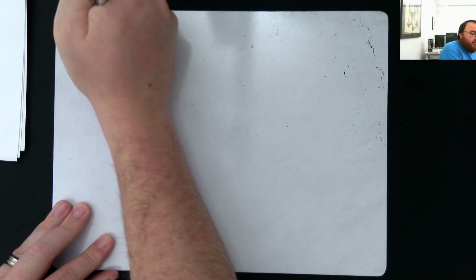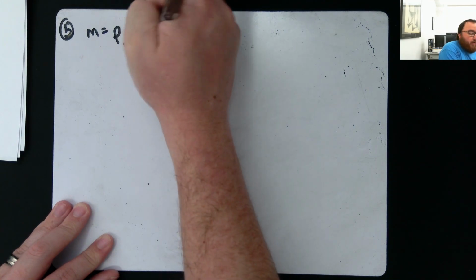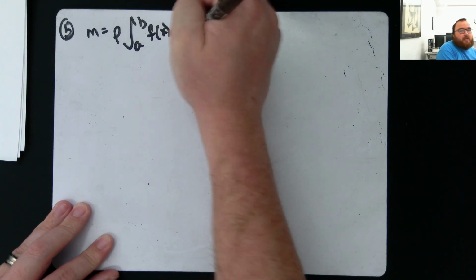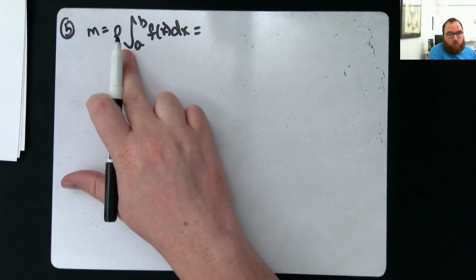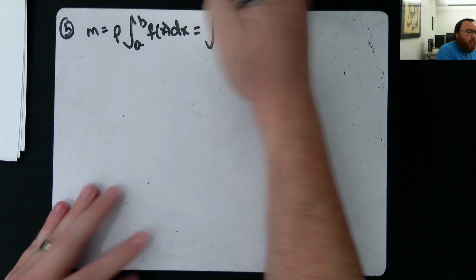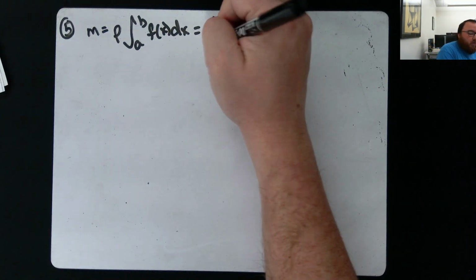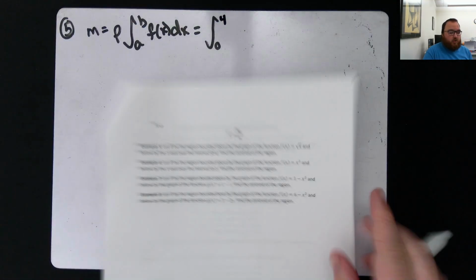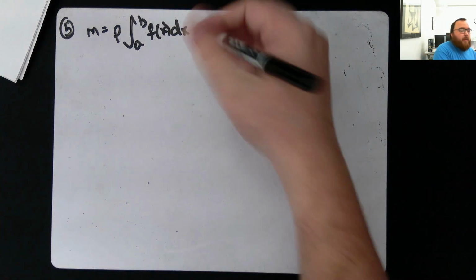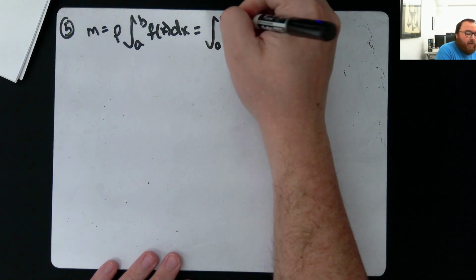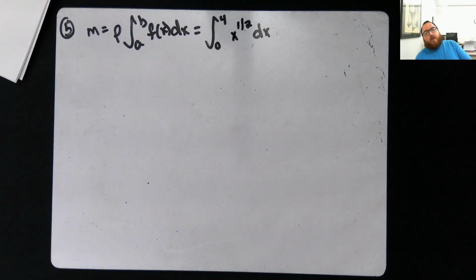First thing, total mass. Total mass is equal to rho integral from a to b of f of x dx. Remember, we said if they do not state the rho, it is equal to 1. My bounds for this problem are from 0 to 4, of the function, which is the square root of x. It might be helpful just to write it as x to the 1/2 so that I can use the power rule.